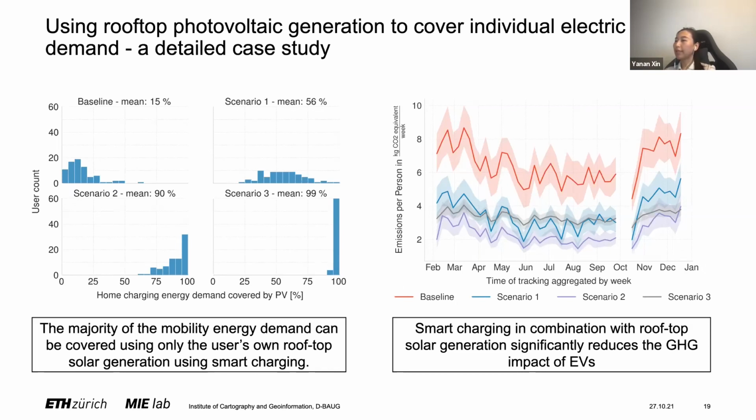The red figure shows the greenhouse gas emission of electric vehicles for the four scenarios. In summary, smart charging in combination with the rooftop solar generation can significantly reduce the greenhouse gas impact of electric vehicles.